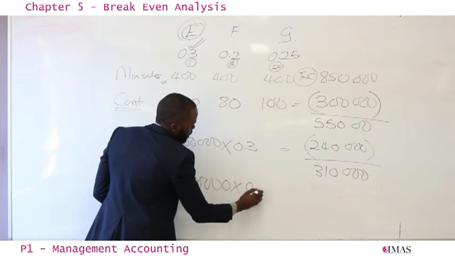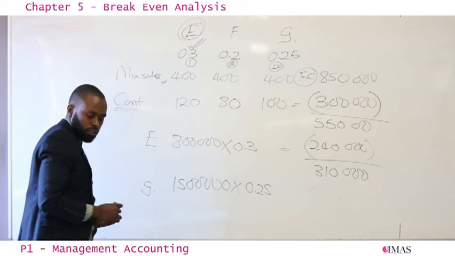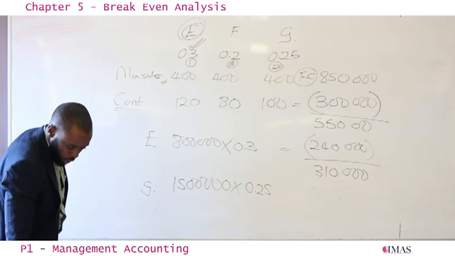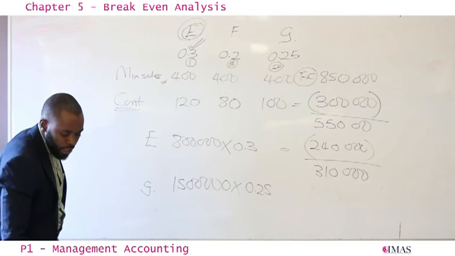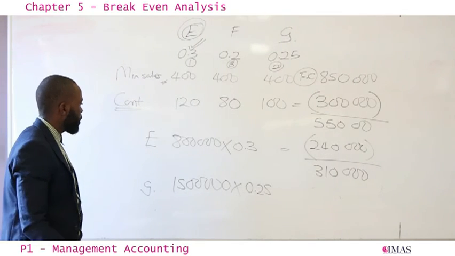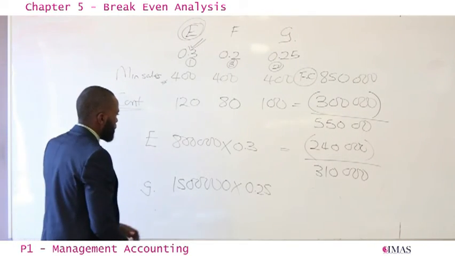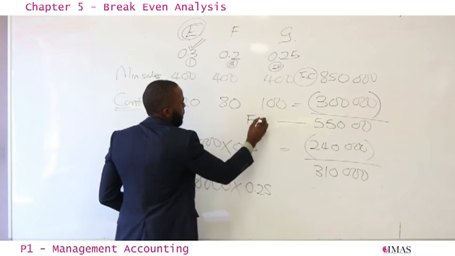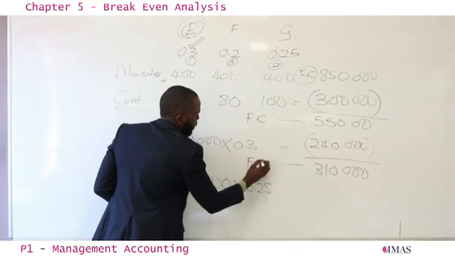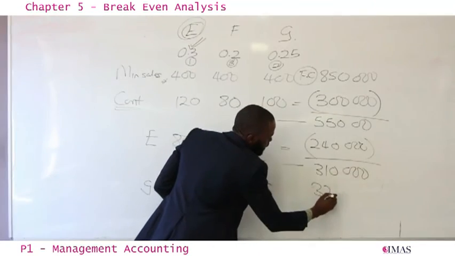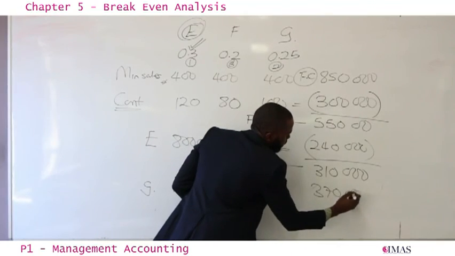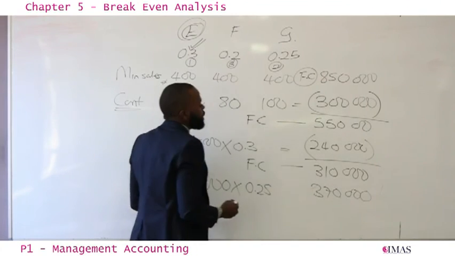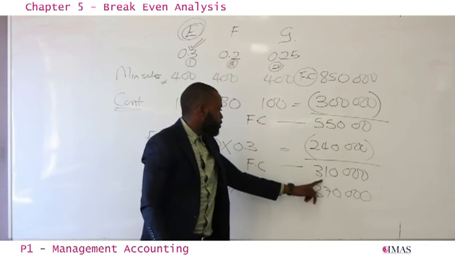Multiply by 0.25. So we take 1.5 million times 0.25. We get 375,000. Now if we get 375,000, it means that we have fully covered our fixed costs. Because remember, this is our fixed cost. Now this is giving us 370,000, and 370,000 fully covers our fixed cost.